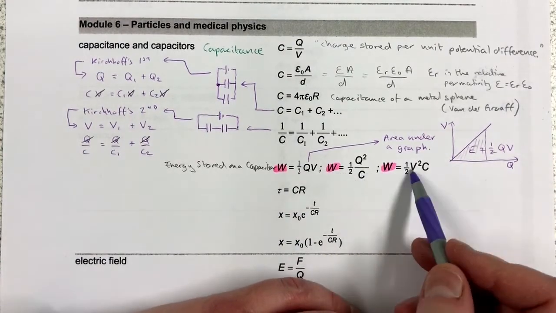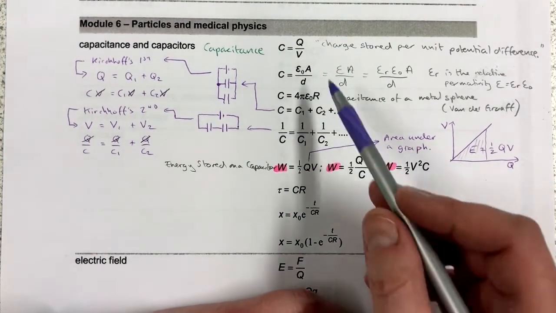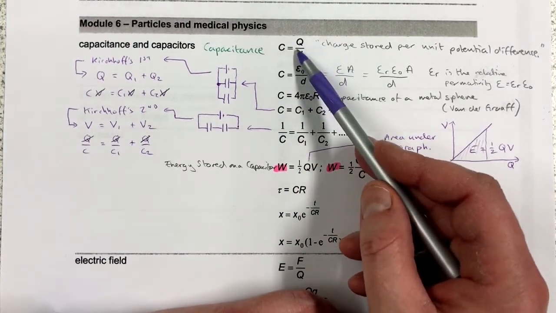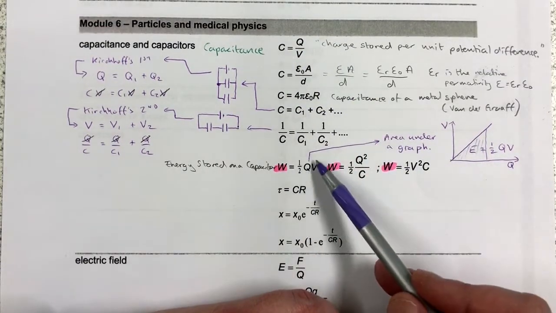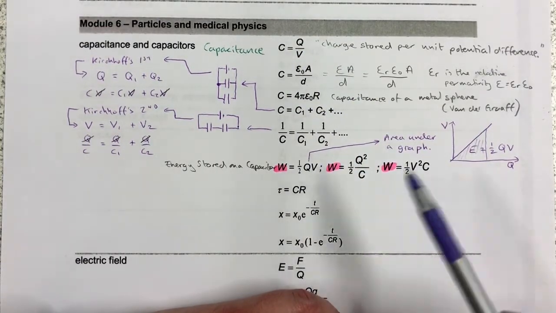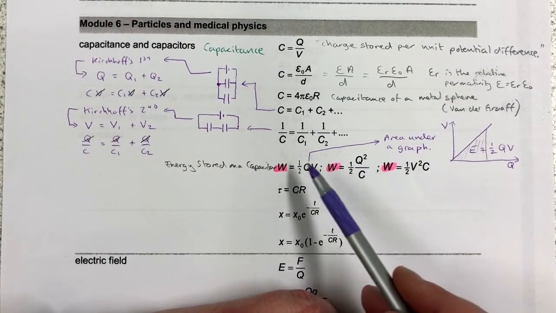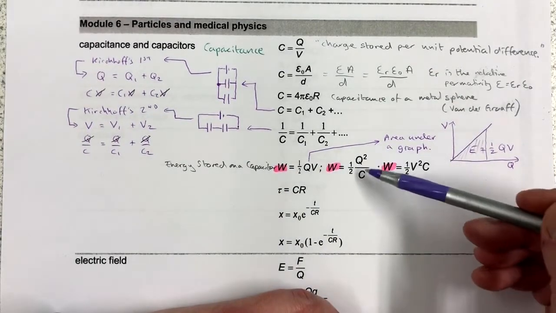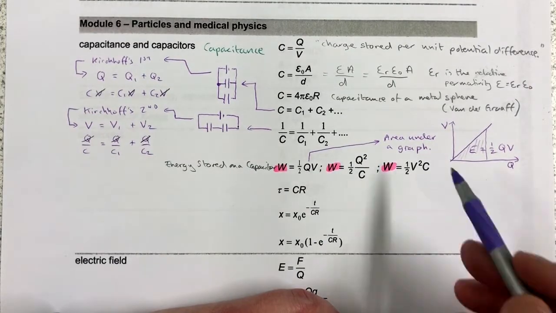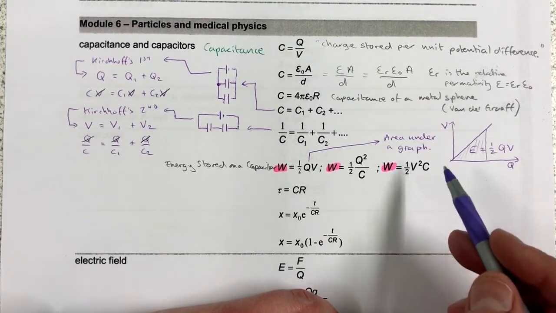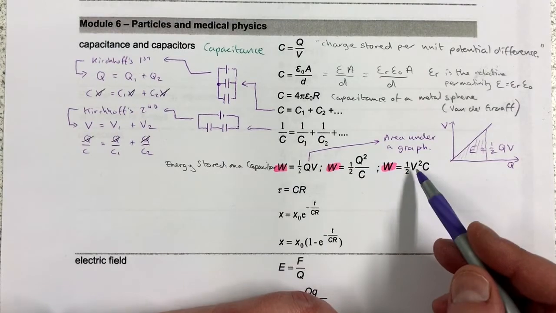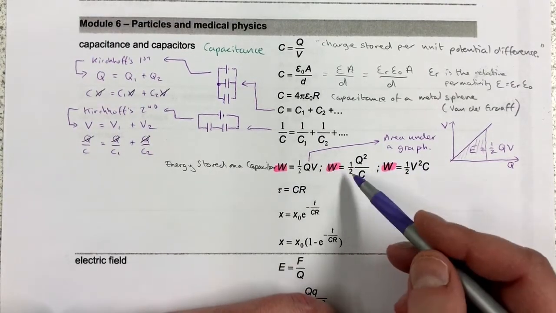The rest of these energy equations are simply from substituting in the definition of capacitance into this equation to produce two other similar ones. And when in an exam, I always pick the one whose numbers I'm most sure about. So if I'm sure about the voltage, the potential difference and the capacitance, I'll choose this one. If I'm sure about the charge and the capacitance, I'll choose this one.